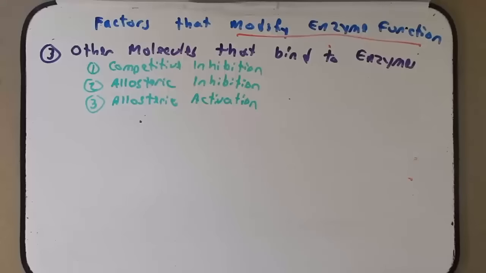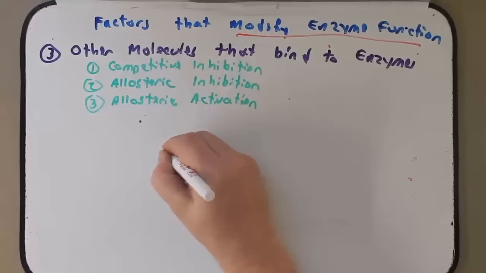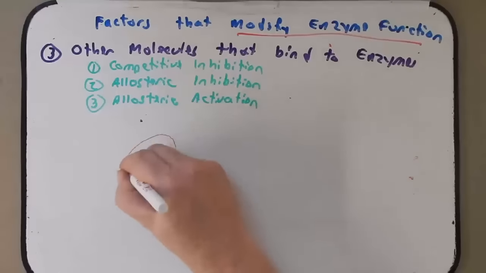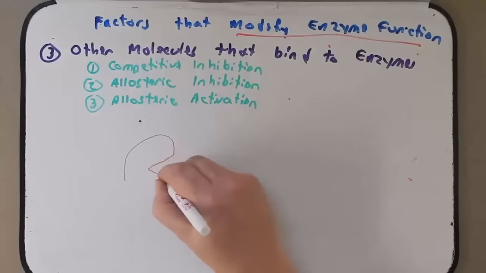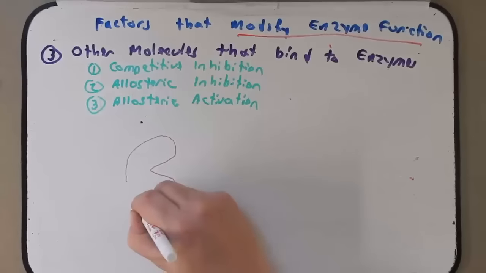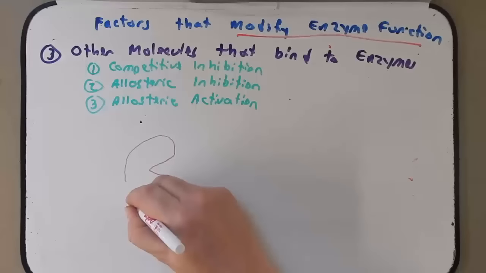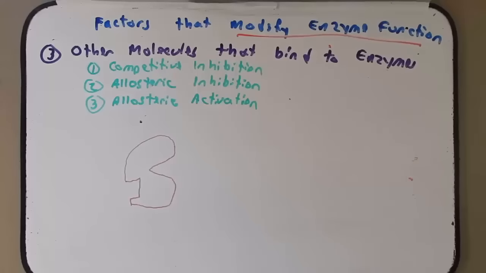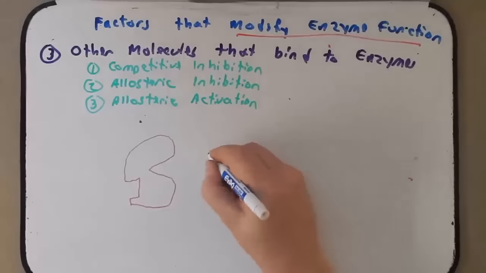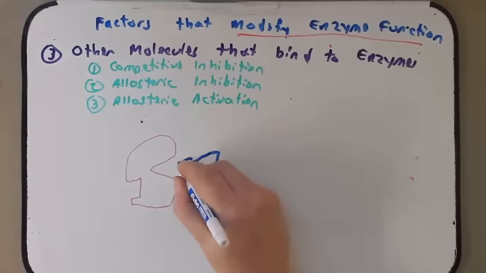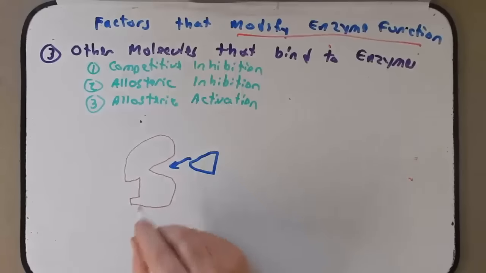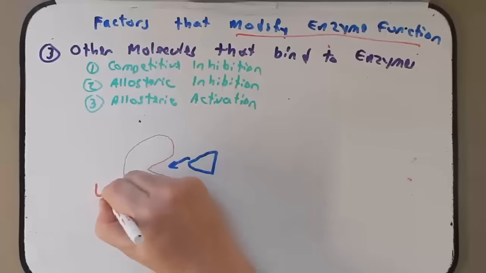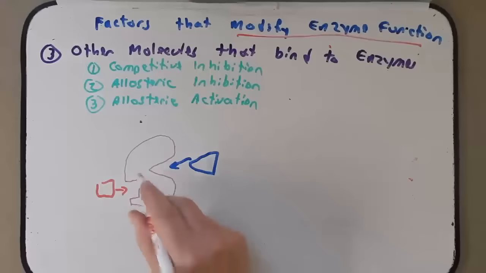Now, let's think about allosteric inhibition and allosteric activation. Up to this point, we've always drawn our enzymes in one way or another with an active site like so, but that's it. Sometimes there's other binding sites on the enzyme. So in this case, we have our natural substrate that wants to bind to this active site. But we can have an inhibitor over here that can bind to this other binding site.